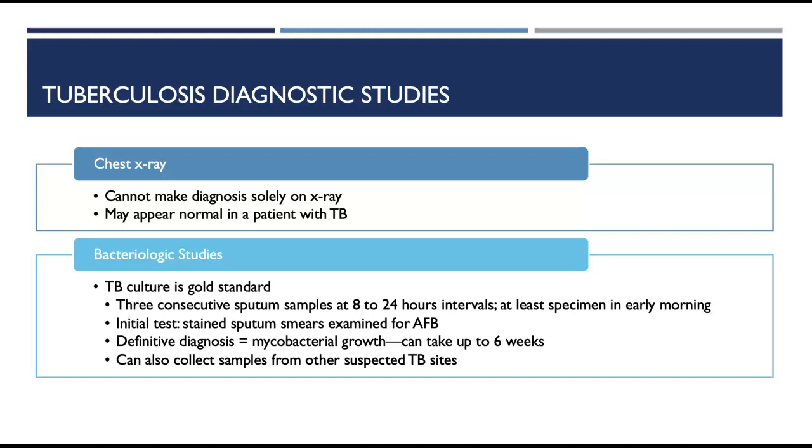They'll send that sputum off and stain it looking for the AFB. A definitive diagnosis is when we have that mycobacterial growth, and that can take up to 6 weeks. We can also collect samples from other suspected TB sites.